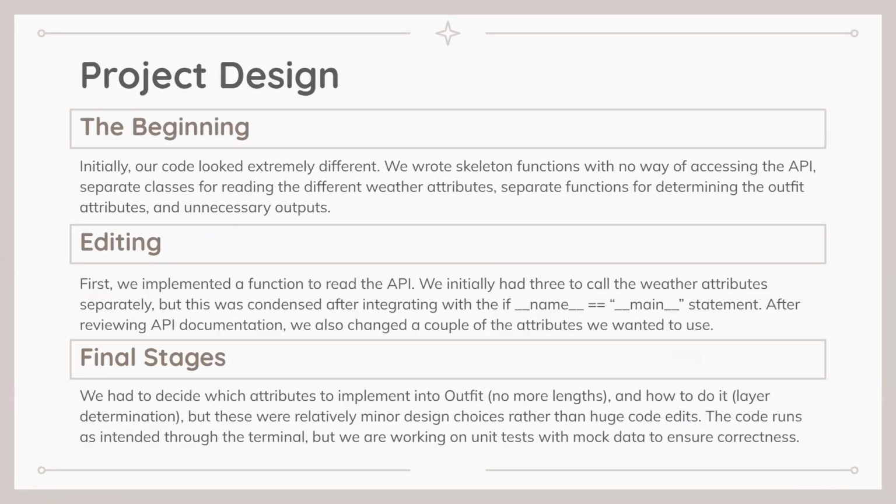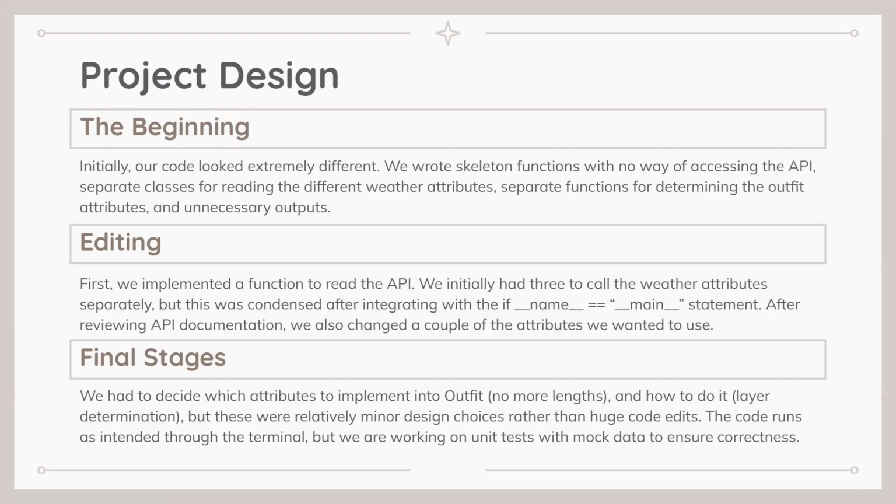So our project has definitely undergone a lot of major changes over the process. In the beginning, before we actually started coding, we wrote out skeleton functions for what we thought we wanted to put in. And these were really bad. We hadn't even considered that we would need to use an API in order to access the weather data. So we had no function to indicate any sort of API. And we had separate classes for reading the different weather attributes and separate functions for determining the outfit attributes and a bunch of unnecessary outputs. And that was just our initial draft.